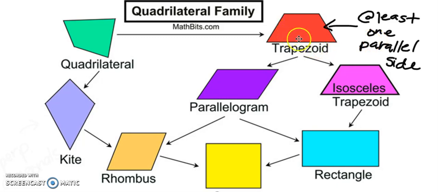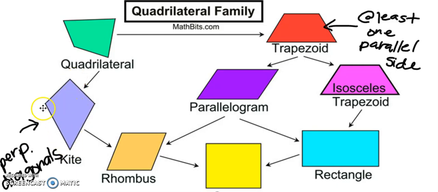side. So a parallelogram has two sets of parallel sides. So, a parallelogram is also a trapezoid. We have quadrilateral, so then we have trapezoid, which is at least one parallel side. Then we branch off into kite, which a kite is perpendicular diagonals. And so a rhombus is actually a kite because it does have perpendicular diagonals. It's also a parallelogram because of the two parallel sides.